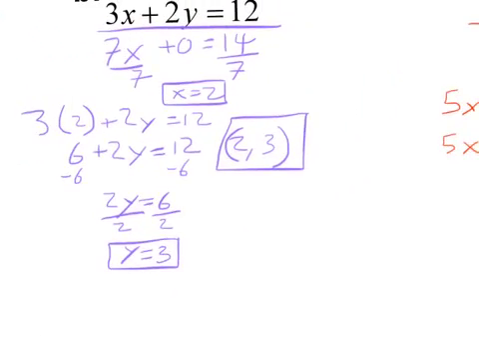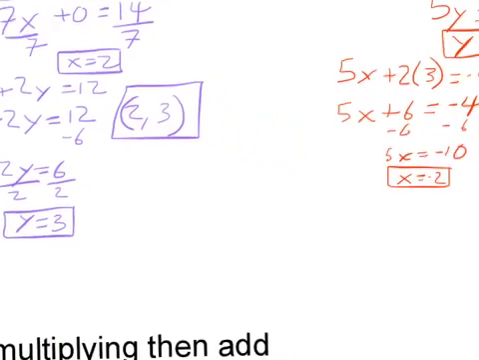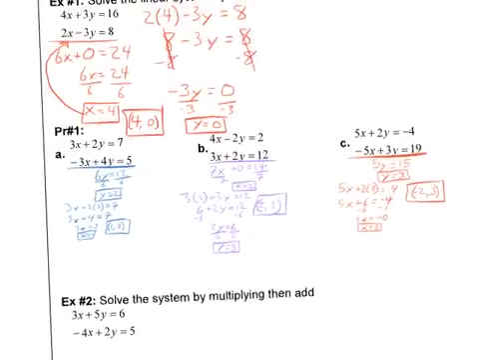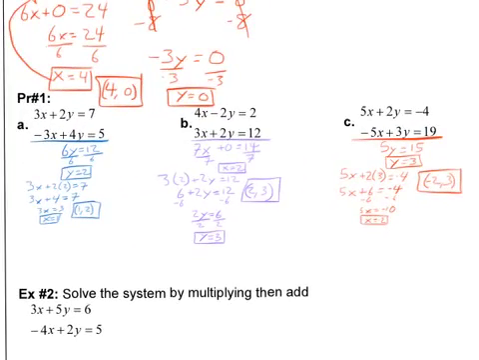For this one, you should have got 2, 3. And for this one, you should have gotten negative 2, 3. So, there's all the answers. If you didn't get those 3, you're going to want to try it again, see what you did wrong. Figure it out.